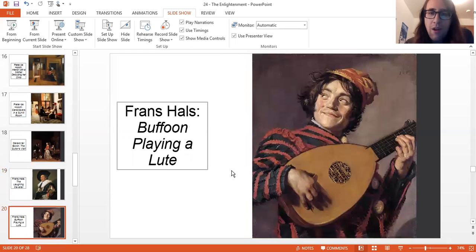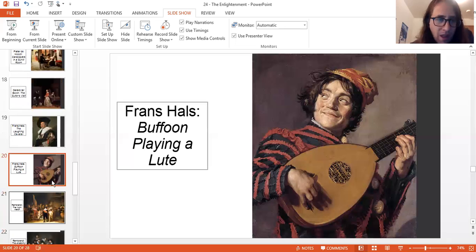Another one by Hals is Buffoon Playing a Lute, which is maybe a little bit less flattering. But again, look at how much detail there is to the clothing. These artists learned from their teachers, and then those teachers learned from their previous teachers. And they're not just content to keep things as they are. They're really developing the technique here to make things look more and more naturalistic. Although there is some style to it with the light and the shadow that you see here.